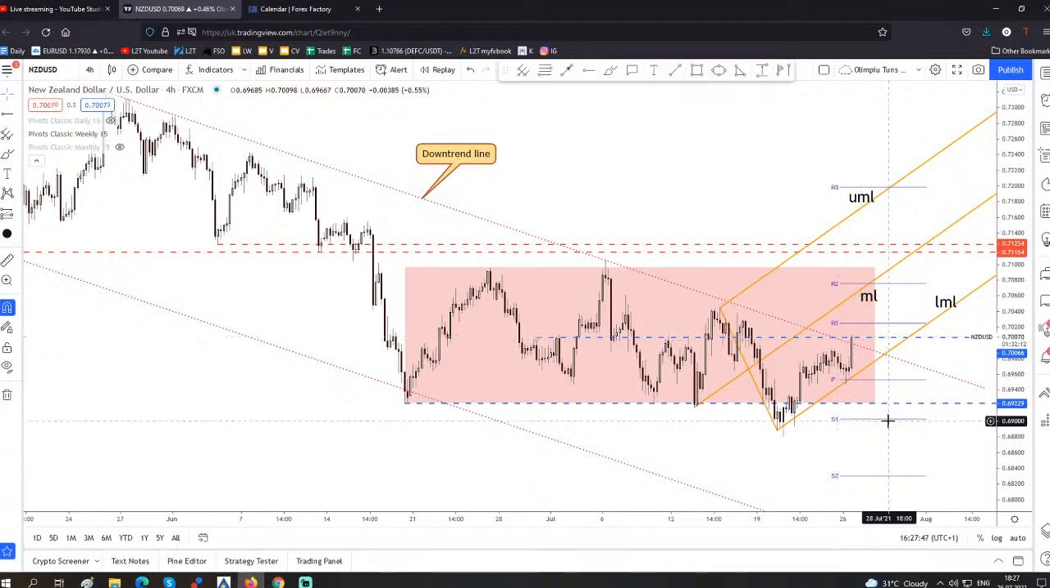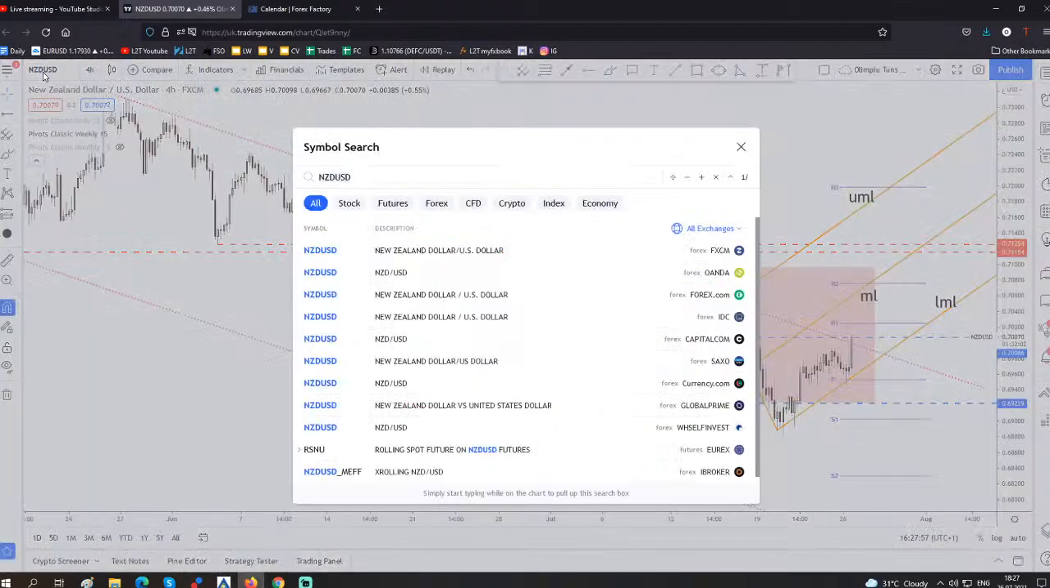Adam Queen, New Zealand dollar versus the Swiss franc, looking at the potential buy around 0.6404. I will take a look on that as well. Maybe I'll come back later on this one, because right now we don't have something really good.